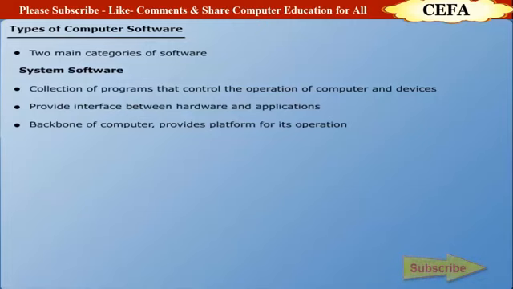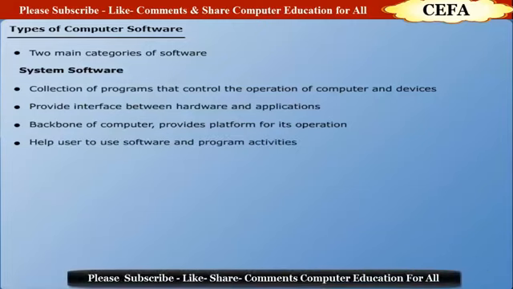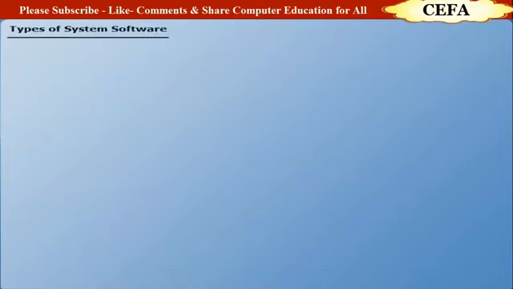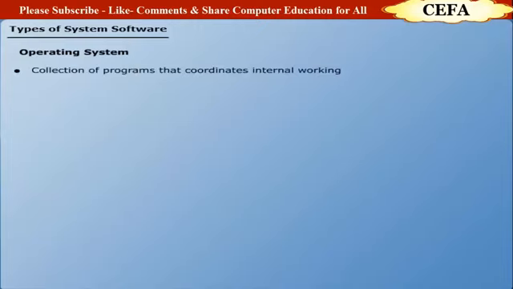System software helps computer users to make use of application software and perform the programmed activities. System software monitors the use of various hardware components. Types of system software. There are different kinds of system softwares. Number 1. Operating system. An operating system is a collection of programs that coordinates the internal working of a computer system.